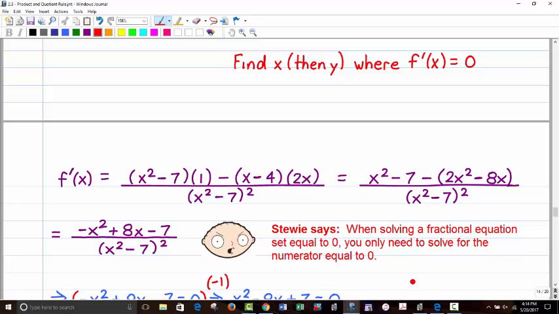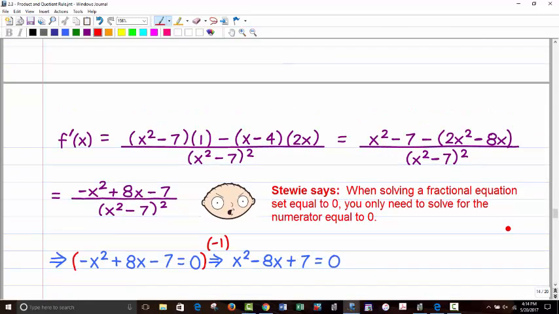Now, when you're setting this equal to 0, it looks like this might be kind of complicated, but it will not be that complicated, because, as Stewie says here, if you're solving a fractional equation that's specifically set equal to 0, you only need to solve for the numerator equal to 0, because that's what makes a fraction equal 0, if you think about it, right? It's the numerator, not the denominator. Like 0 over 6 or 0 over 10.